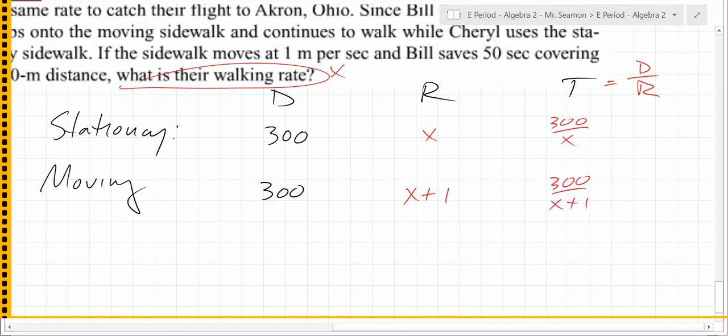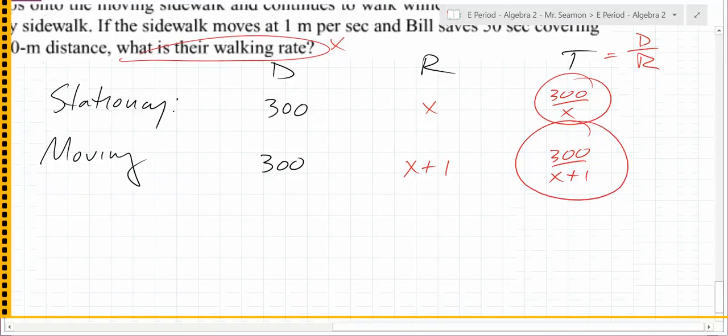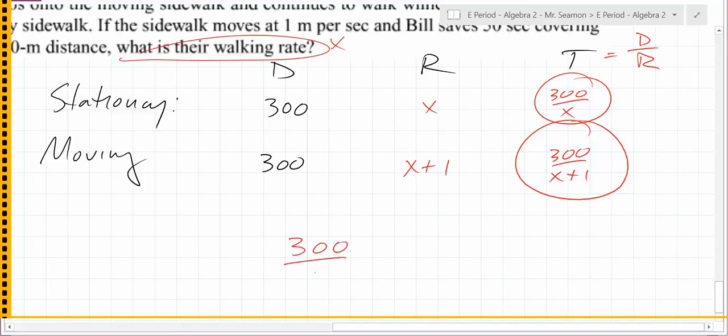But what do you know about these two times? It tells you something about these two times. They're not the same. Moving one is 50 seconds faster. So how do you make them equal? Yes. Bingo. There it would be. Okay.